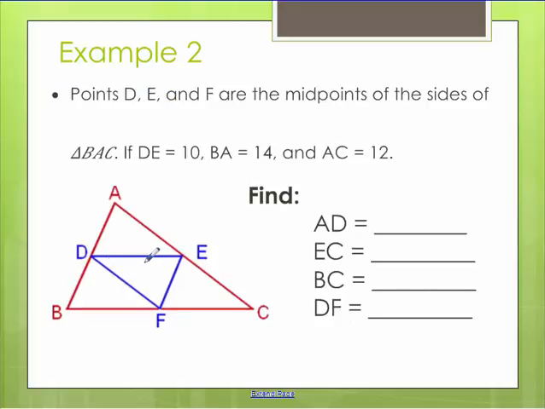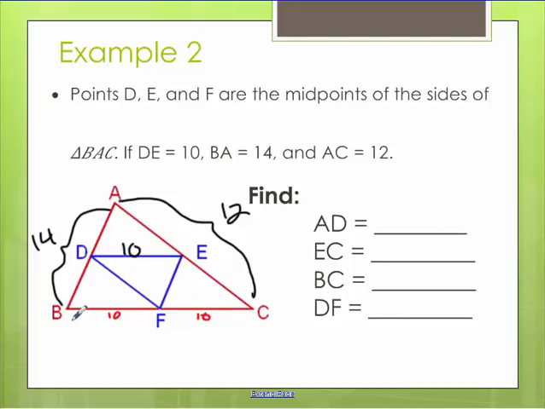Points D, E, and F are midpoints, meaning DE, EF, and DF are all mid-segments. We know DE is 10, BA, that entire segment is 14, and AC, that entire one is 12. So now let's start finding everything. If this is 10, I know that each of these are 10, making this entire side 20. If that's 14, that's 7, and each of these are 7. And if that's 12, this is 6, with each of these being 6.